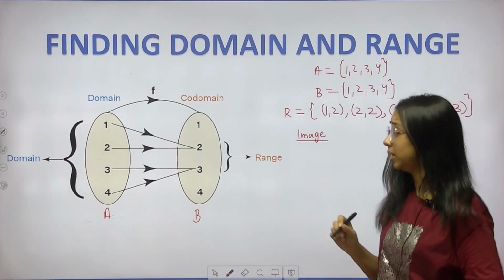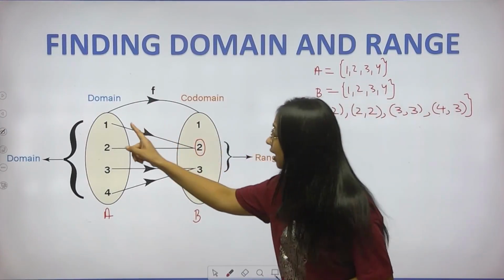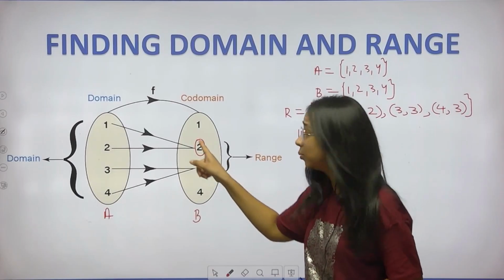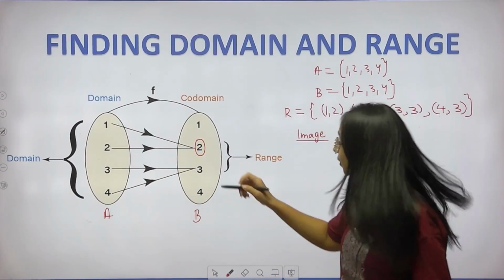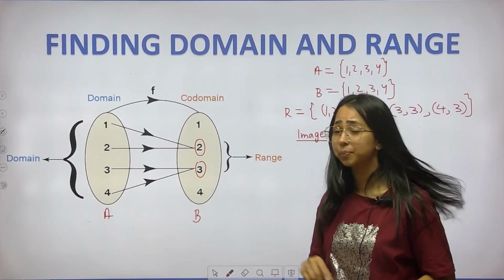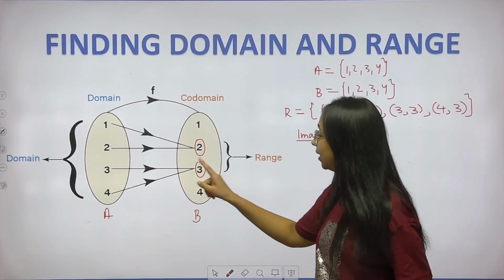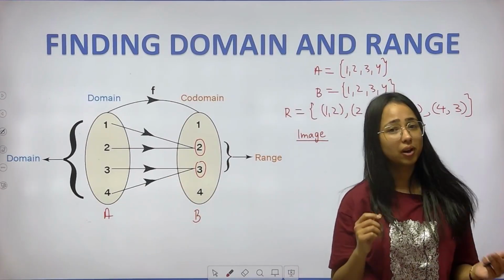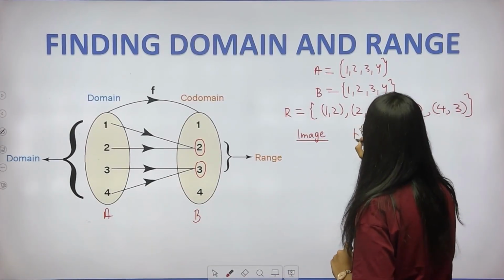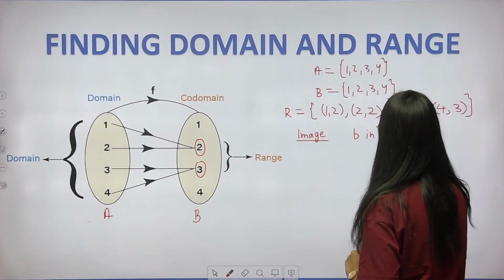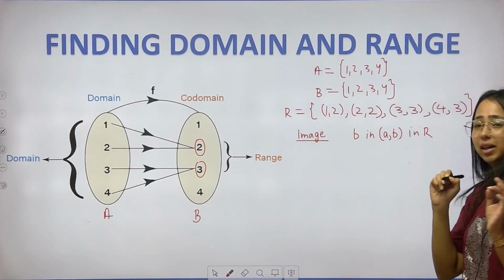Now, what do we mean by image? This element 2, we can say that 2 is the image of 1 and 2 is also the image of 2. And let's talk about 3. We can say that 3 is the image of 3 and 3 is also the image of 4. So the image is basically the b in (a, b) in R.